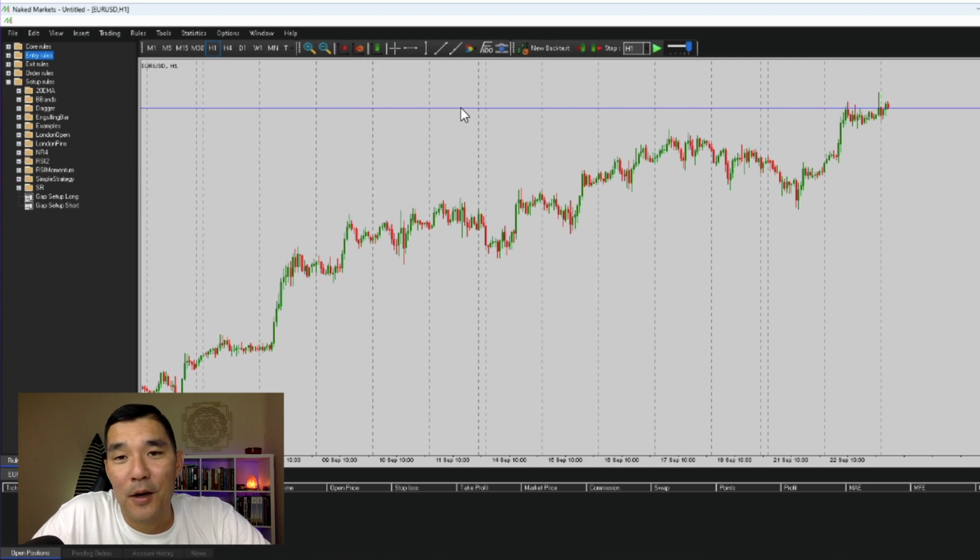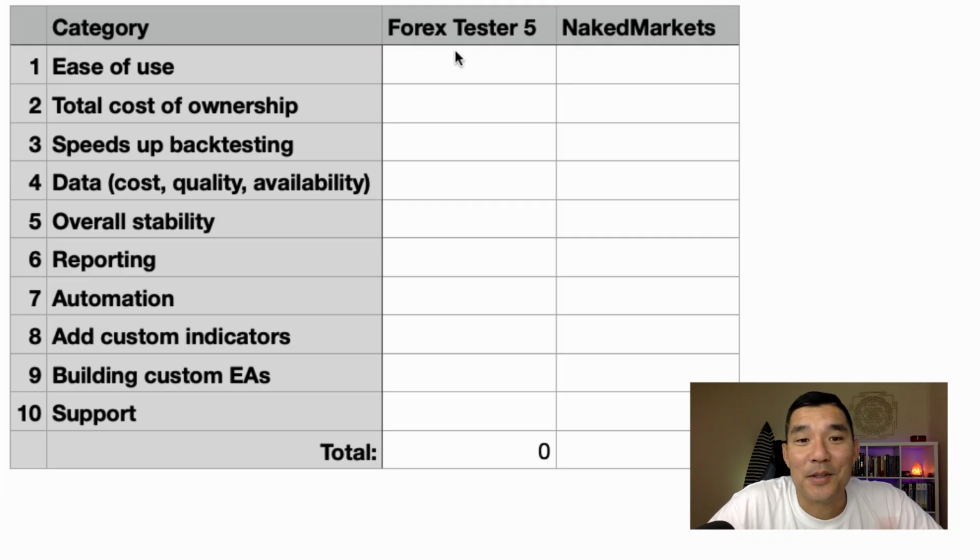I can see that a lot of thought has probably gone into this because it's very simplified, very easy to use. And I can really appreciate the minimalist layout in this software. All right, so that's a 4 for Forex Tester and a 5 for NakedMarkets.